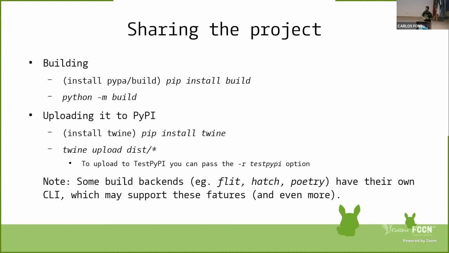I should also note that some build backends like Flit, Hatch, and Poetry also have their own CLI where you can do these tasks, or even more, which is nice for the development experience. For example, yesterday someone talked about using Poetry and how that helps, and this is something you might also consider when choosing a build backend.